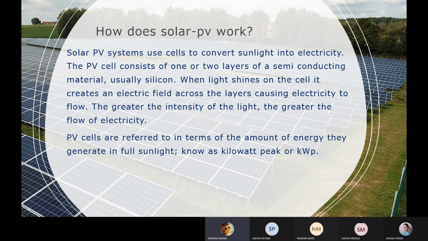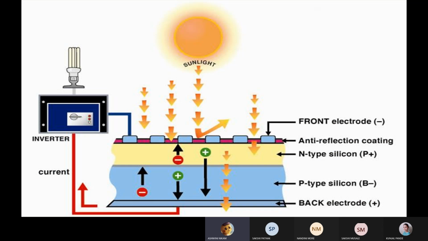The PV cell consists of one or two layers of a semiconducting material, usually silicon. When light shines on the cell, it creates an electric field across the layers, causing electricity to flow. The greater the intensity of the light, the greater the flow of electricity. That is, the flow of electricity depends on the intensity of light. If the intensity of light is greater, then the electricity will be greater, or if the intensity of light is low, then the flow of electricity will be low.